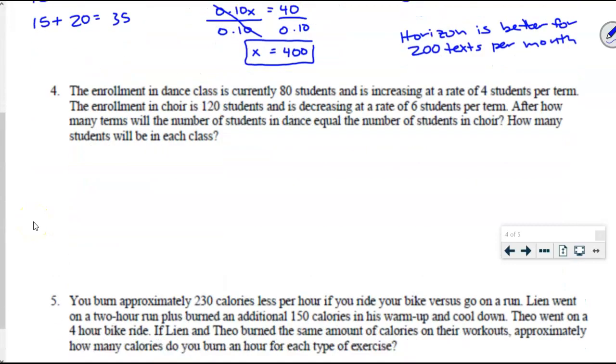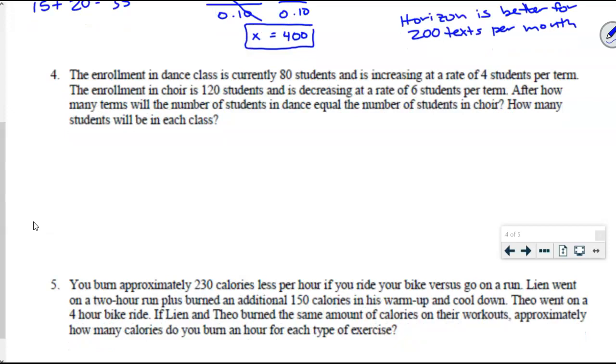The enrollment in dance class is currently 80 students and is increasing at a rate of 4 students per term. The enrollment in choir is 120 students and is decreasing at a rate of 6 students per term. After how many terms will the number of students in dance class equal the number of students in choir? How many students will be in each class, Maverick?